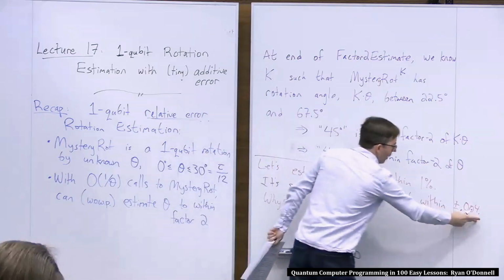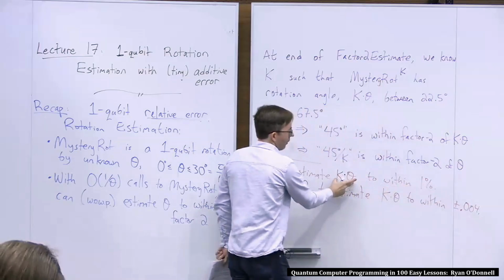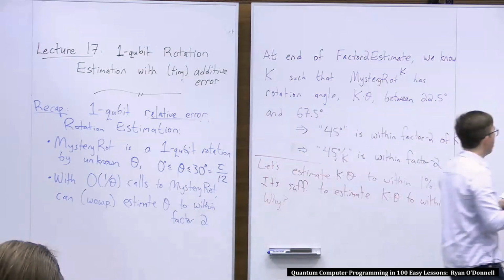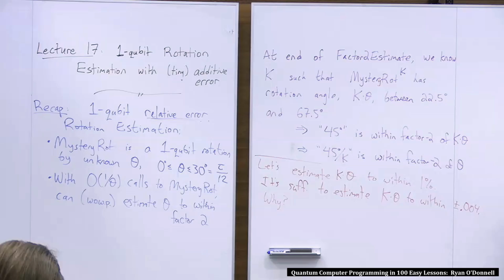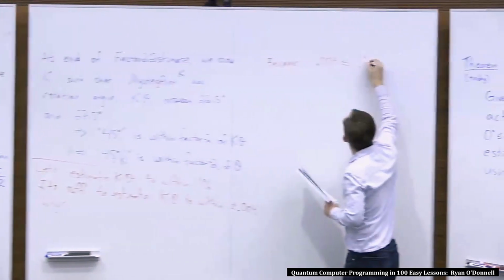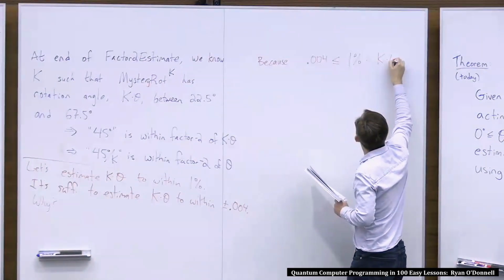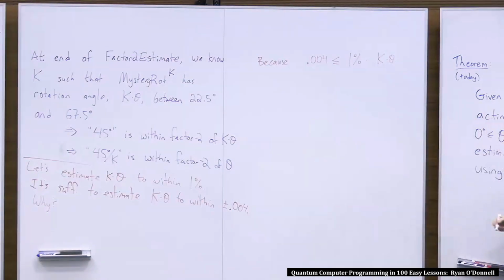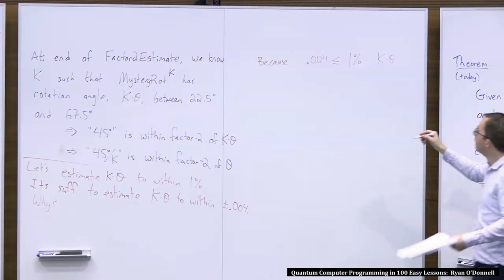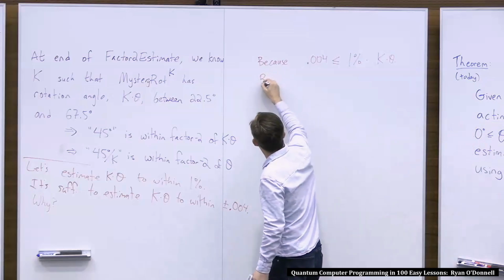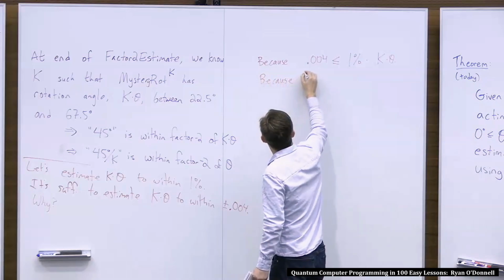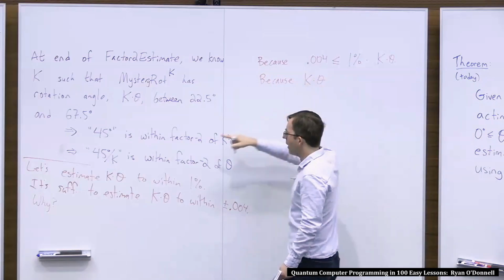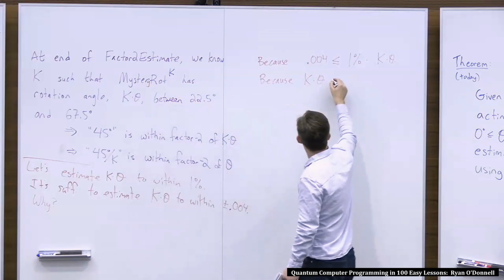Well, I just claim that this additive error is smaller than 1% of the thing that you're trying to estimate, which is just a little numerics that I will verify for you. It's because, as I claim, 0.004 is less than or equal to 1% of k times theta. Well, wait, why is that true? Well, because k times theta, we've gotten it up so that it's at least 22.5 degrees.